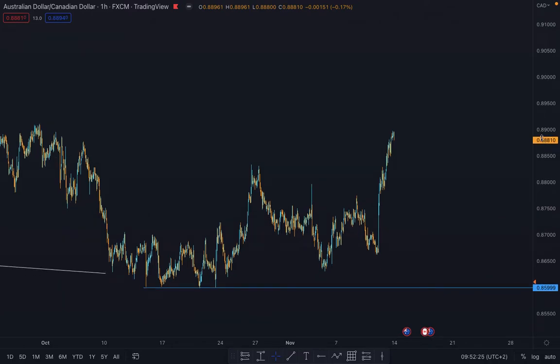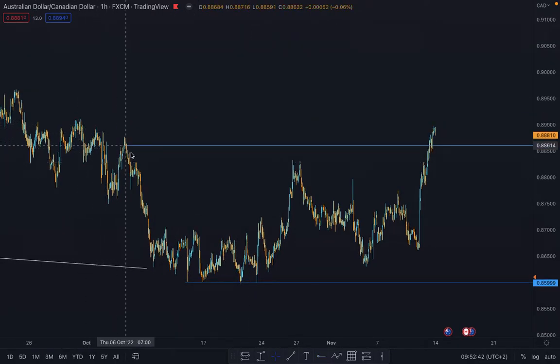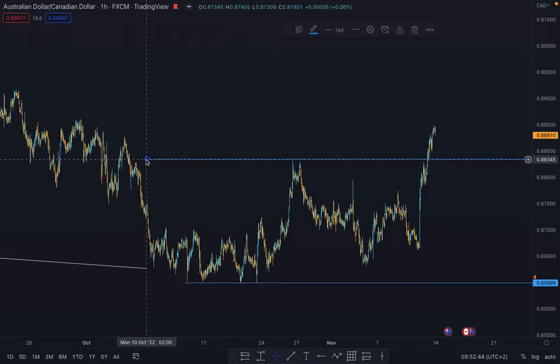So going straight into it, the first pair that I have here is the Australian dollar and the Canadian dollar. We come from a significant low here on this pair. What I'd be looking for is if price can create some kind of a 3-touch continuation here in this area.